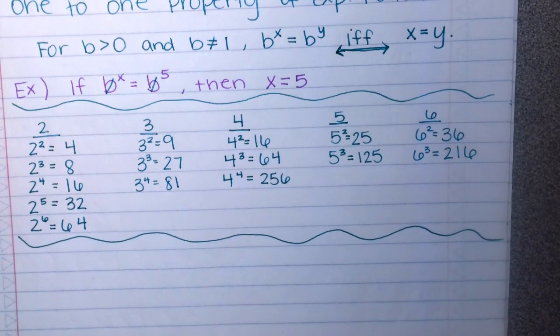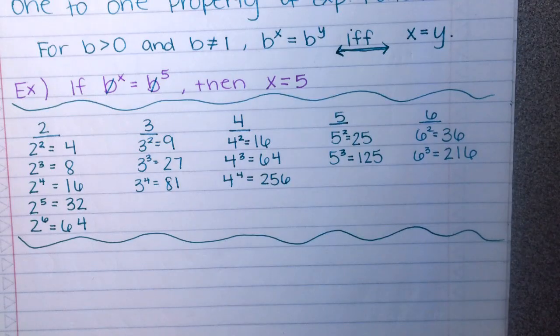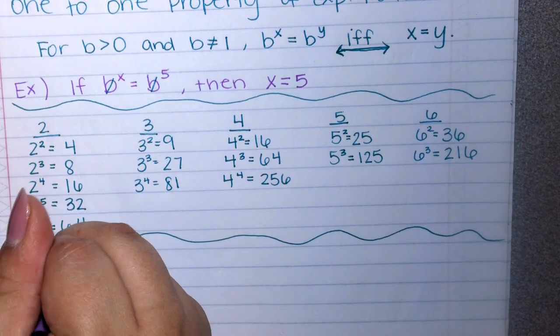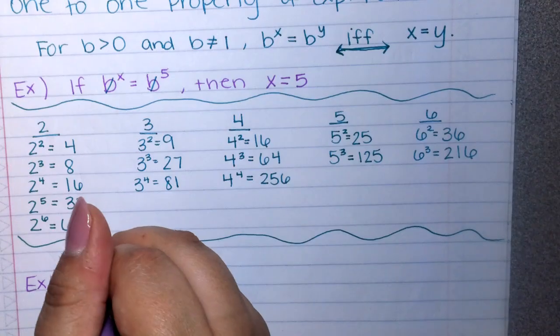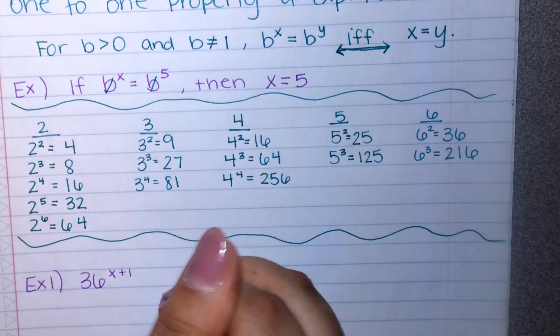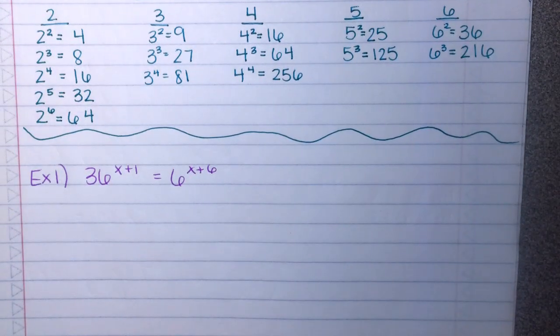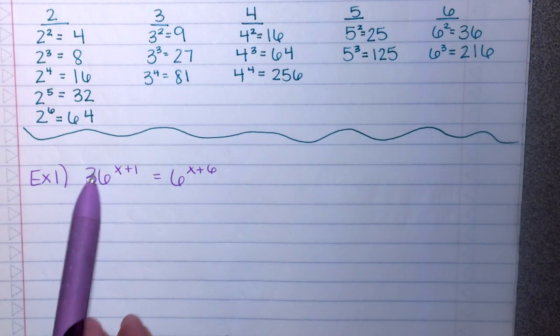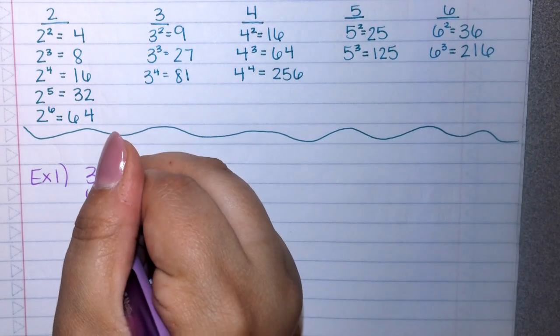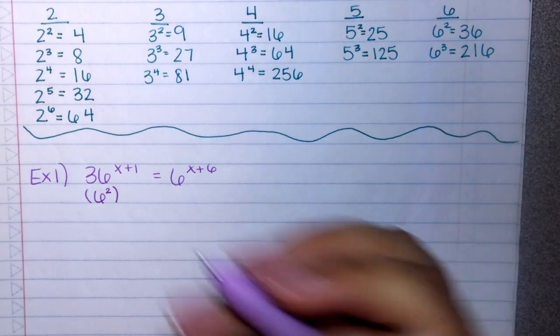All right, we're going to do 6 examples today, maybe 7 because a lot of people asked for help with number 1. We're good? All right, example 1. What is 36 raised to the x plus 1 equals 6 raised to the x plus 6? What base can these have in common? 6. How can I turn this into a base of 6? Do y'all agree 36 is 6 squared?